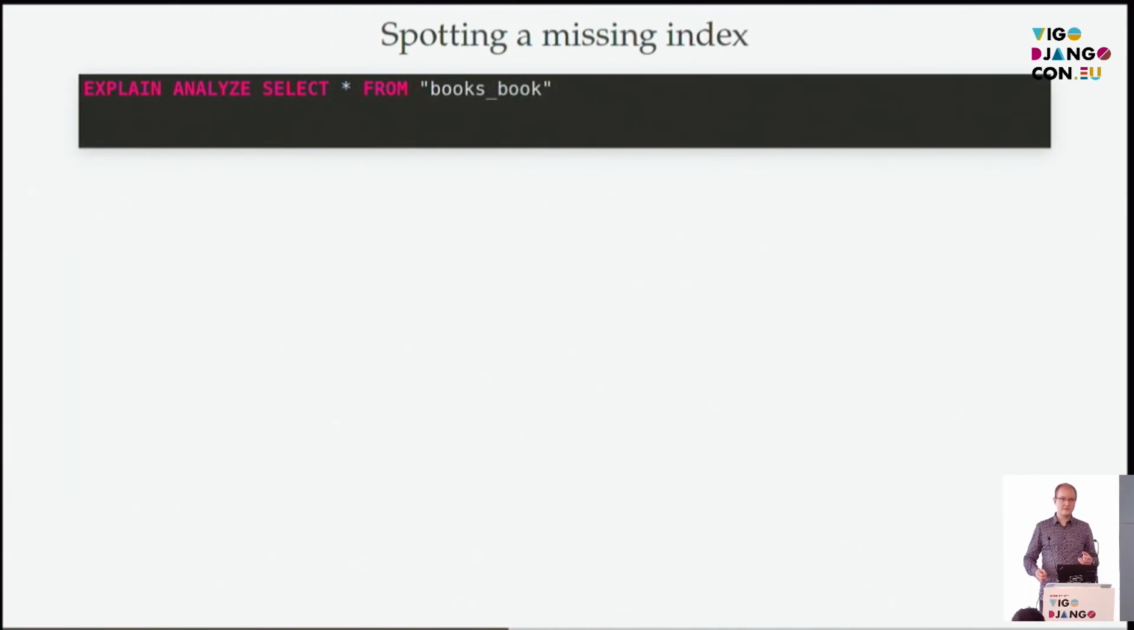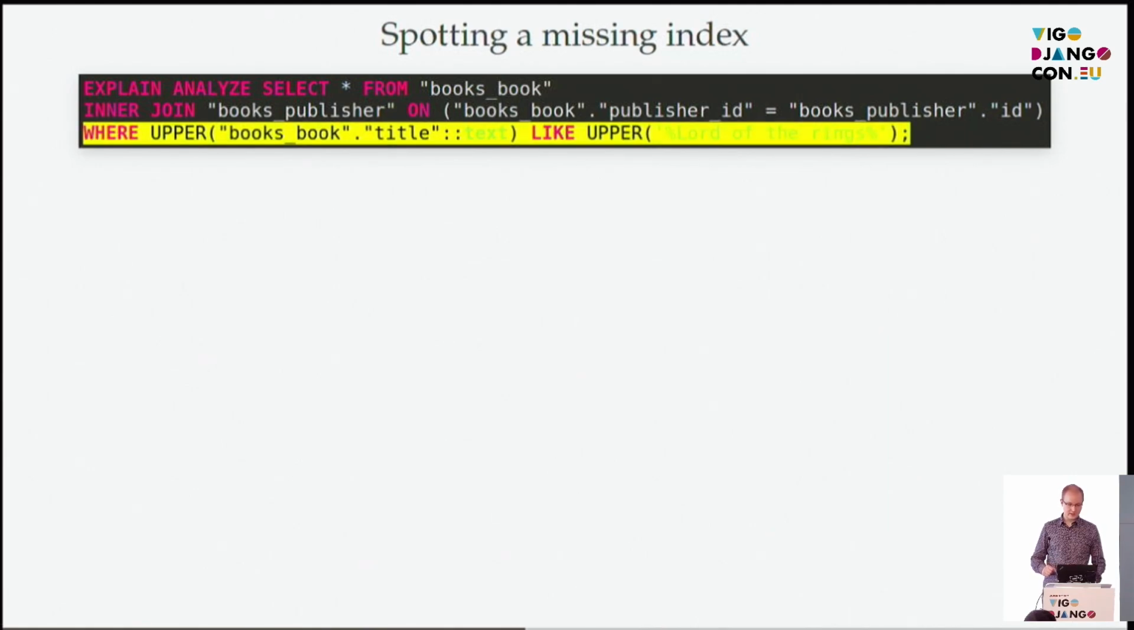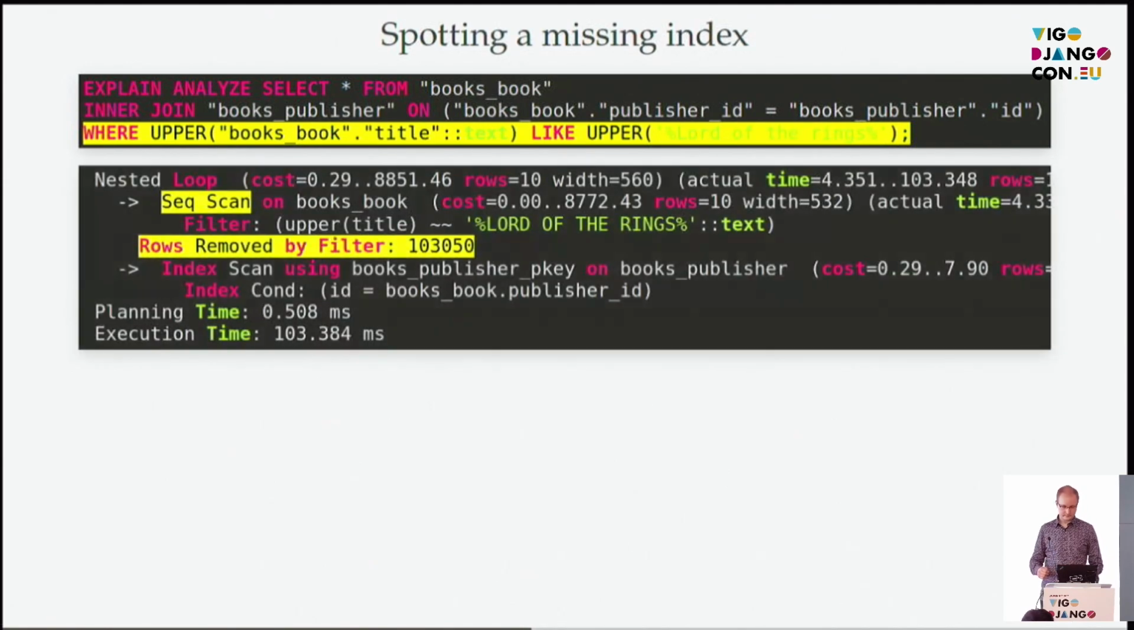So how do we figure out that we're missing an index? Let's work with a little bit simpler example of a query. We select all the fields from the book table. We have a join of our publisher, which is basically the select related that Django does for us. And then we filter all books where the title contains Lord of the Rings. And the upper function makes sure that the search is case insensitive.